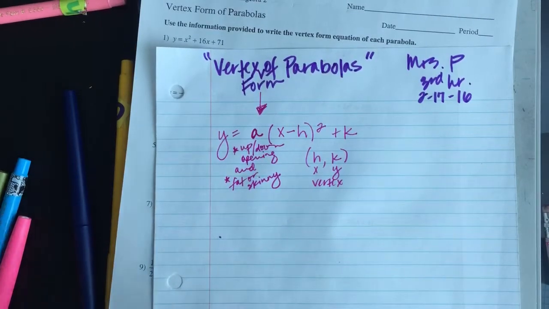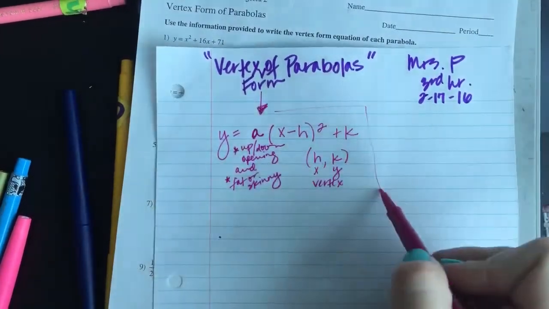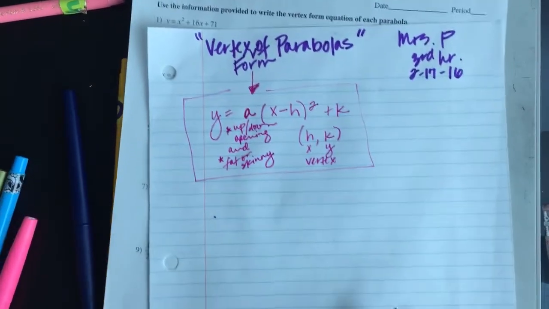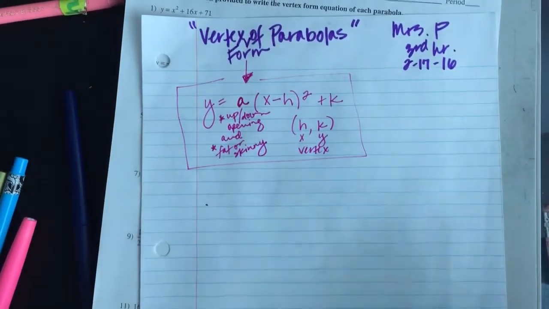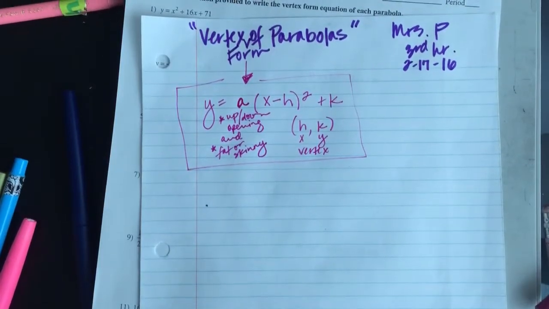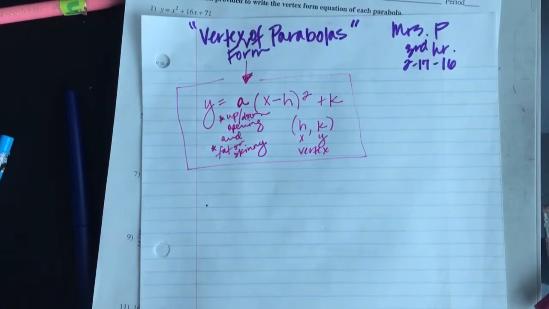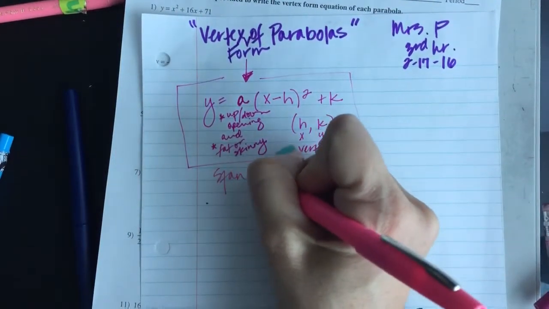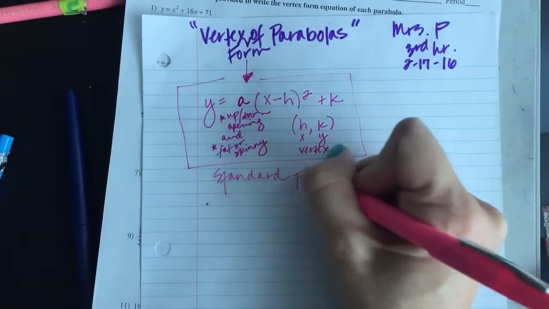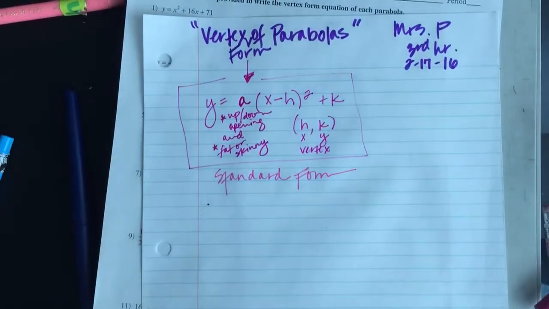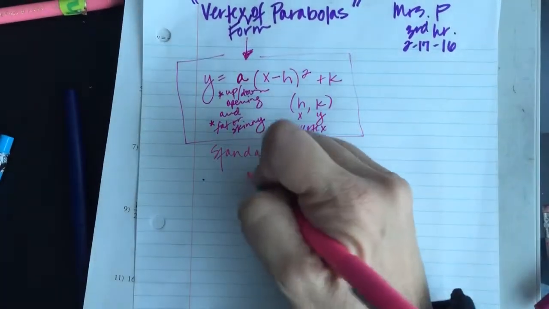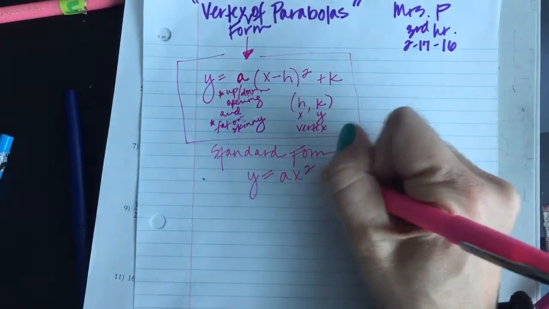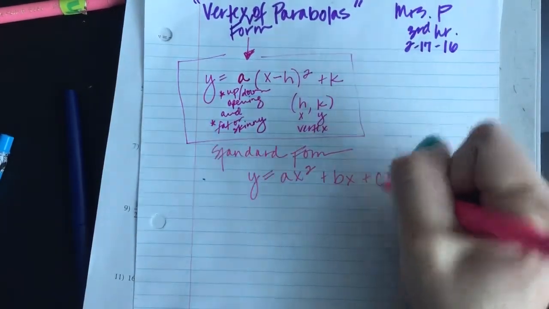In addition to having our vertex form, and this is where we're going to start moving back and forth between these, we also have standard form. Standard form looks like y equals a x squared plus bx plus c.